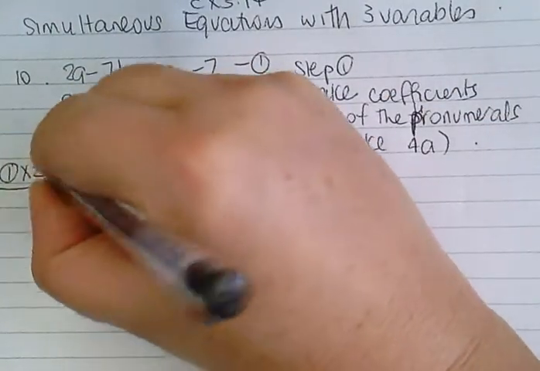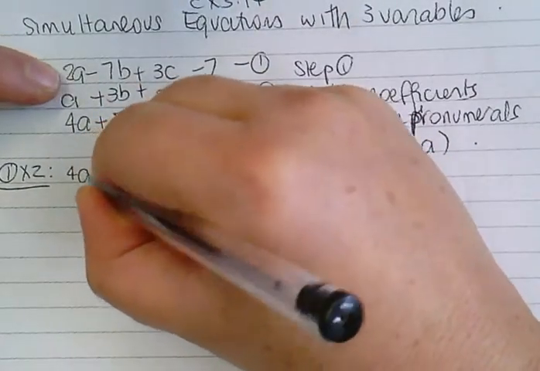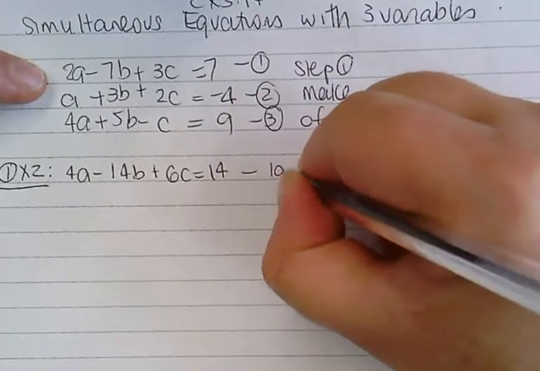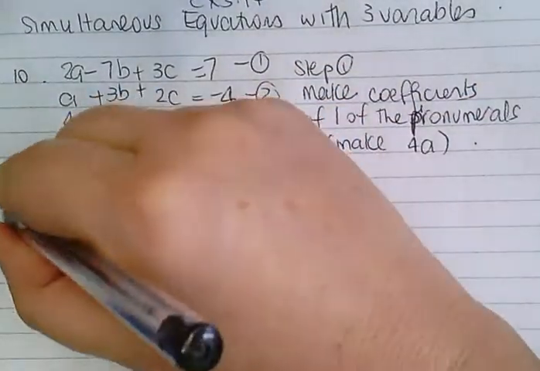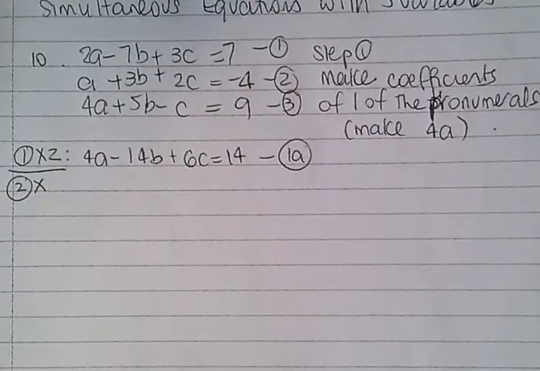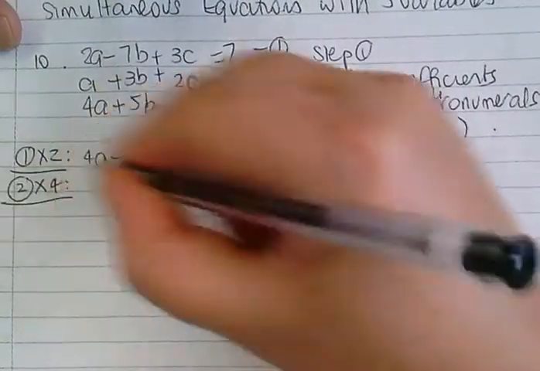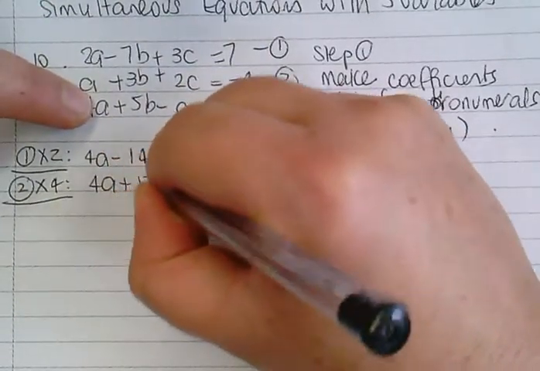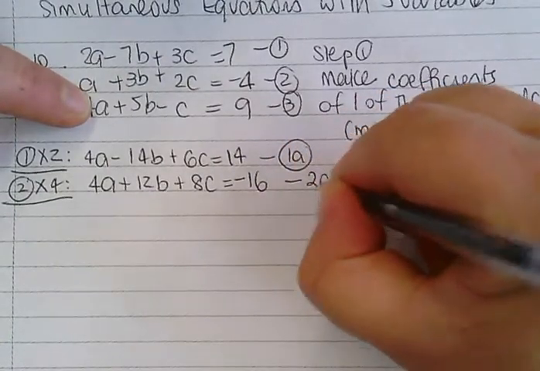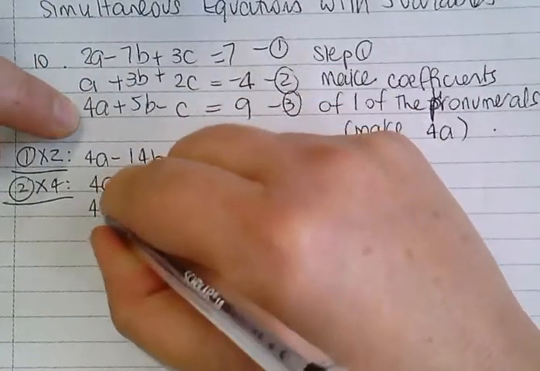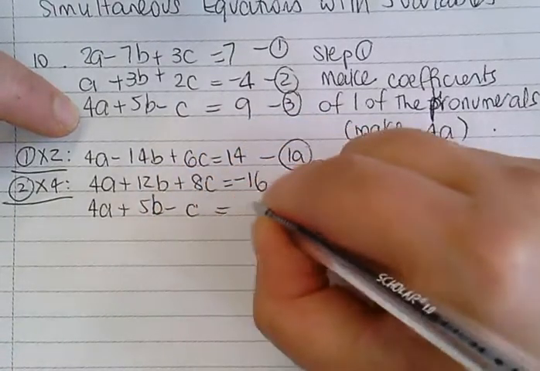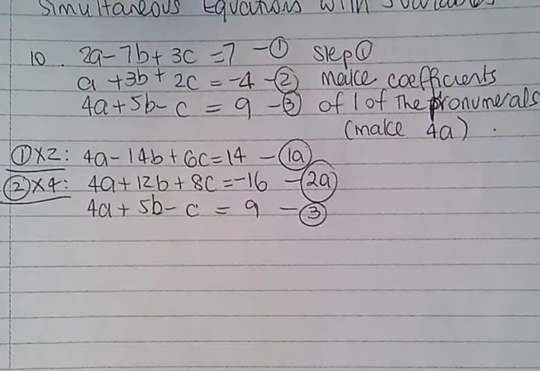So what do I do with equation 1? Equation 1 times 2, put your instruction. And we've got 4A minus 14B plus 6C is 14. I will call this equation 1A. And then I'm going to do equation 2 times what? I want 4A, remember, times 4. Right, 4A plus 12B plus 8C equals negative 16, equation 2A. And I'm going to rewrite equation 3. Just rewrite it.